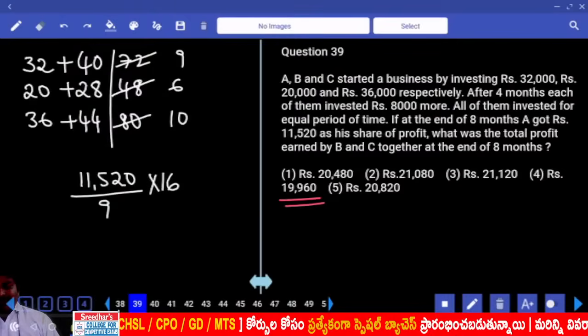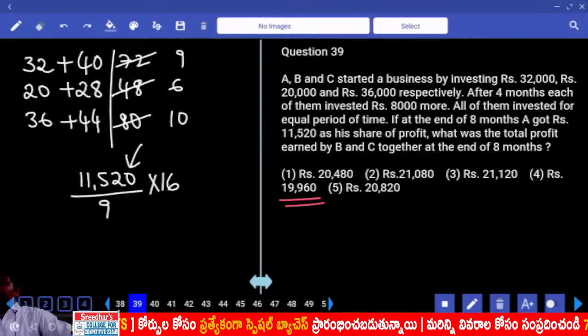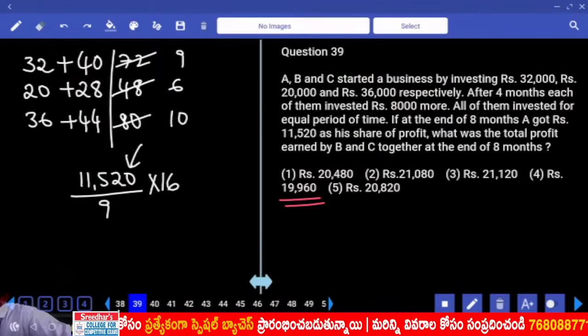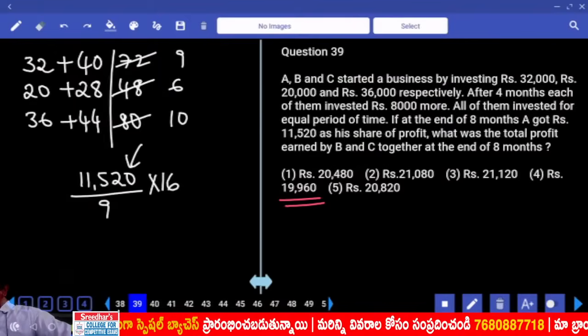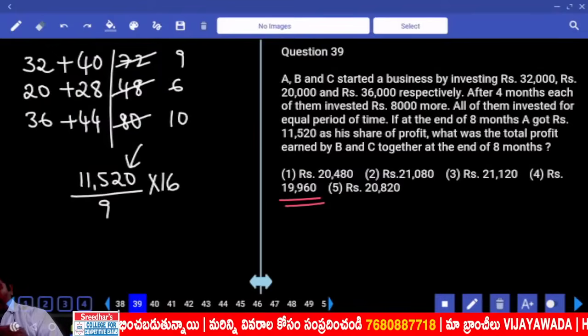Other options are ending with either 20 or 80. Let's see. Can you change this 0? If you want to change 0 from the numerator, in the denominator you should have either a multiple of 2 or a multiple of 5. Do you have a multiple of 5 or 2 in the denominator? So can you change 0? No. Leave it.